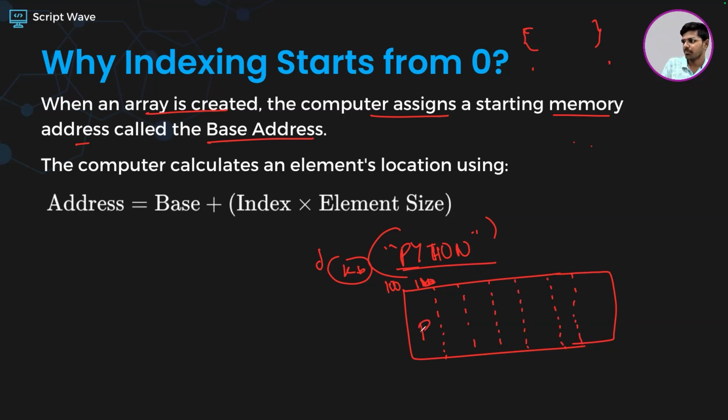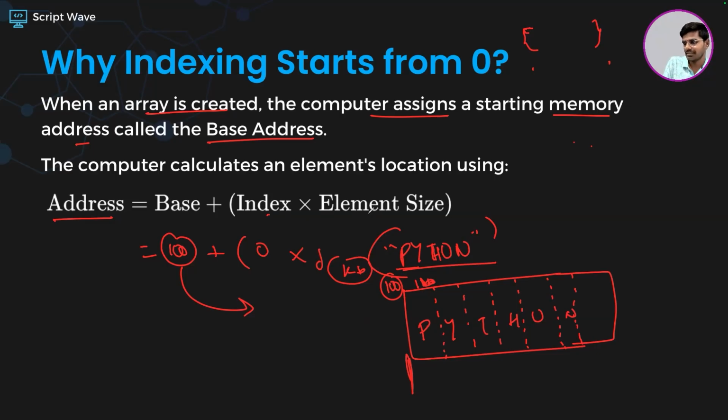So here we have P, Y, T, H, O, N. Whenever we are assigning, because of this formula, address is equal to base, that is 100, plus index. So what is the index of P? That is 0. Because it is 0, it makes it easy for us to have the base address starting from here. That is why we always have indexing as 0.